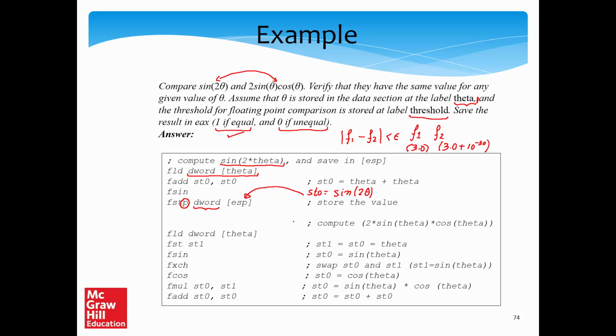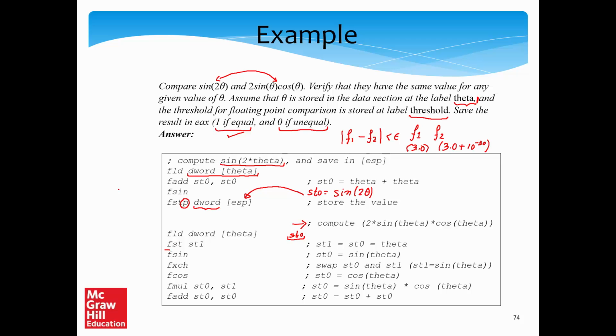Alright, so now let us compute 2 sine theta times cos theta. Let's do the same thing. Let's load theta into st0. Let's create one more copy of theta in st1 by the FST instruction. FST st1 basically sets st1 equal to st0, which is equal to theta. So at this particular point, st0 and st1 both contain theta.